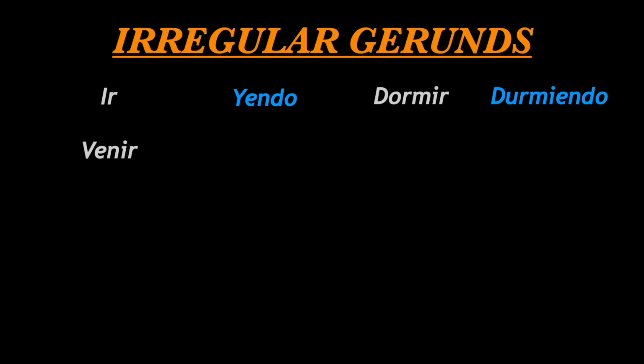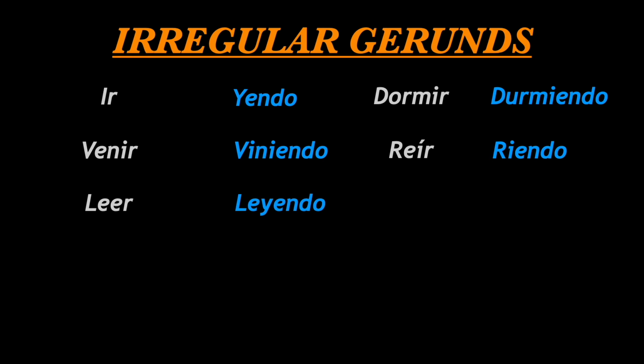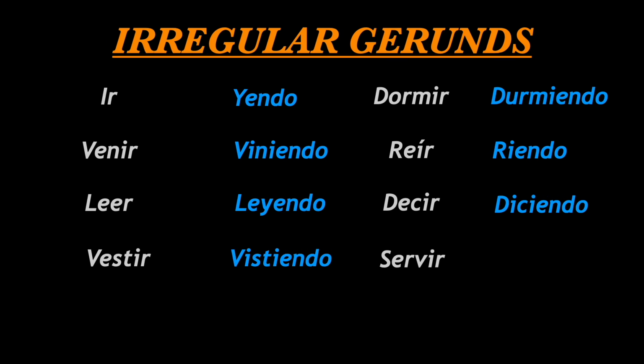So as usual, we will have some irregular gerunds. That means the verbs or the verb infinitives which do not follow the same pattern that we discussed earlier, ando and iendo. So the verb ir has its gerund as yendo, and dormir, durmiendo, venir, viniendo, reír, riendo, leer, leyendo, decir, diciendo, vestir, vistiendo, servir, sirviendo.